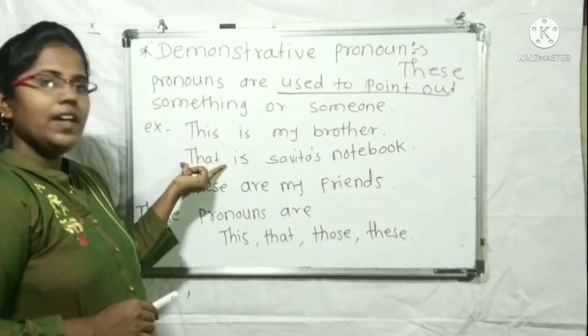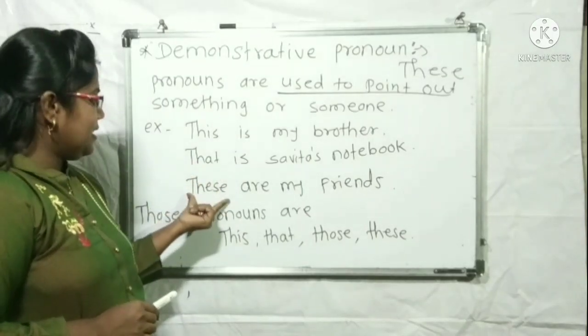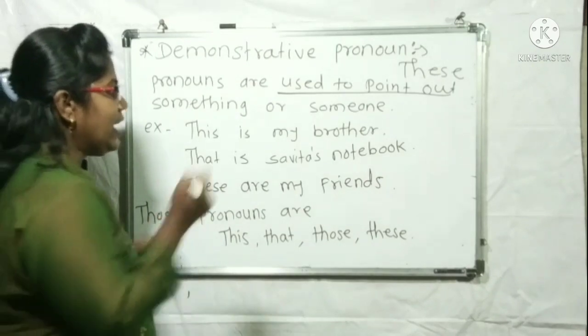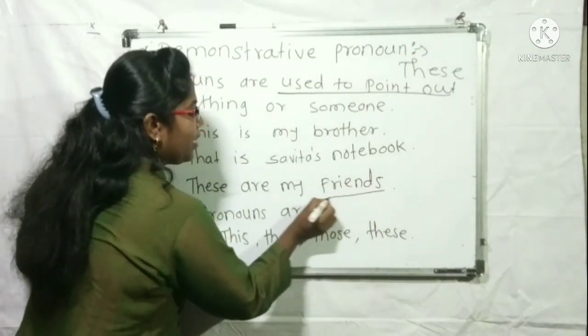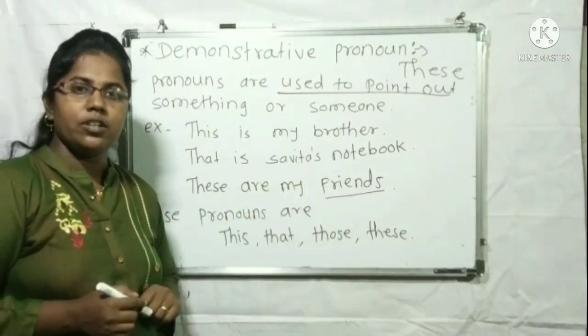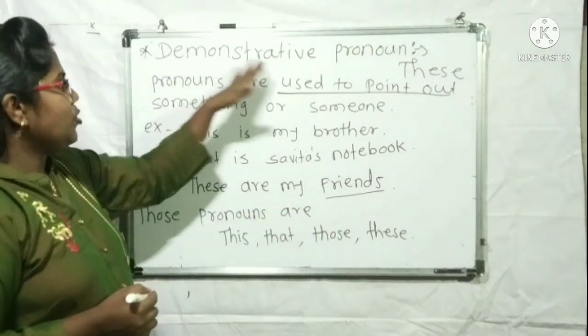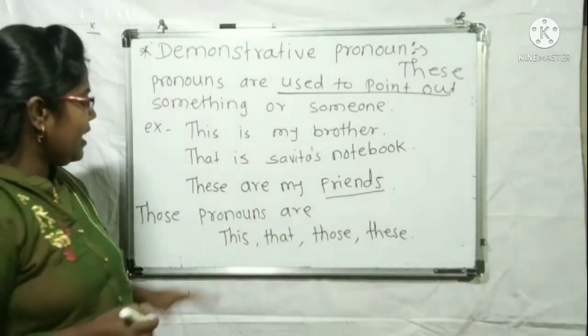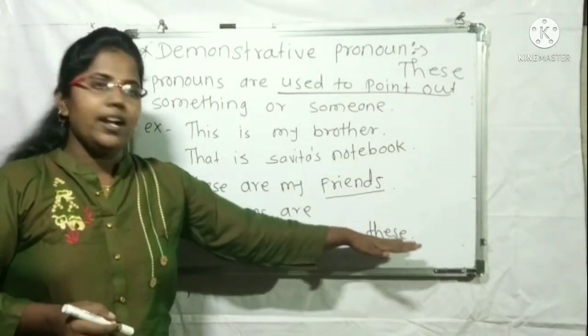These pronouns are in singular form, and this pronoun is in plural form. And that's why here I have pluralized this noun. These are my friends. Okay, this is about demonstrative pronoun. Very easy to remember, and those pronouns are this, that, those and these.